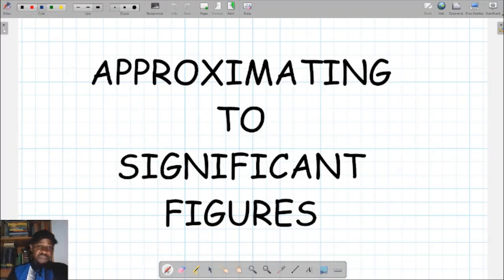Welcome to approximating to significant figures. To start with, what are significant figures? Why do we approximate to them? Approximating to significant figures is something that many students stumble on whenever they get to that bridge. Teachers make mistakes when they come to that bridge. So, what are significant figures really?